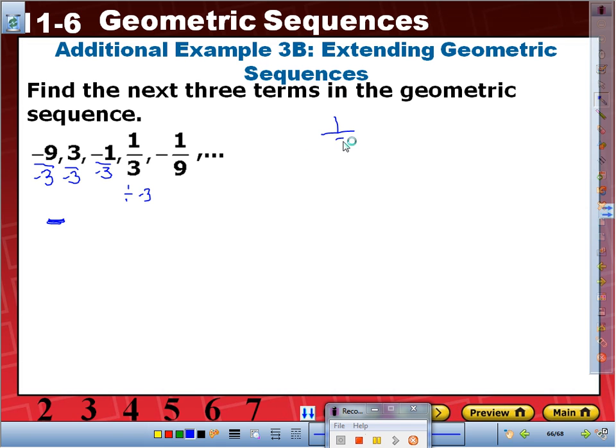How did they get that? 1/3 divided by -3. This is 1/3 times 1/3, which becomes 1/9, and it's a negative. Everybody with me so far? So now, if you find the pattern being a division, our ratio is -3. They're dividing. Another way of writing this in multiplication, if it's a division, we can write it as -1/3.